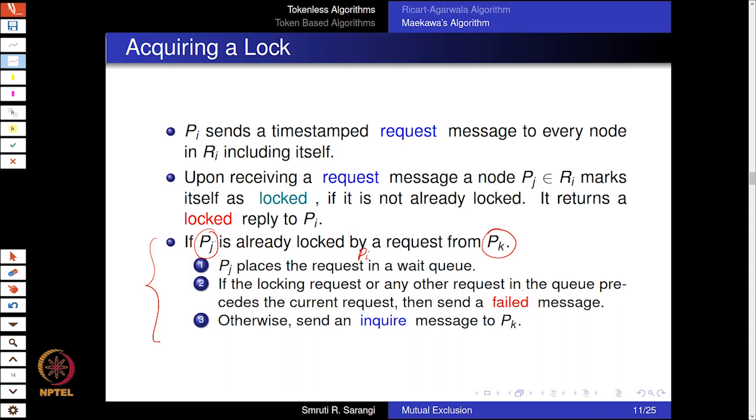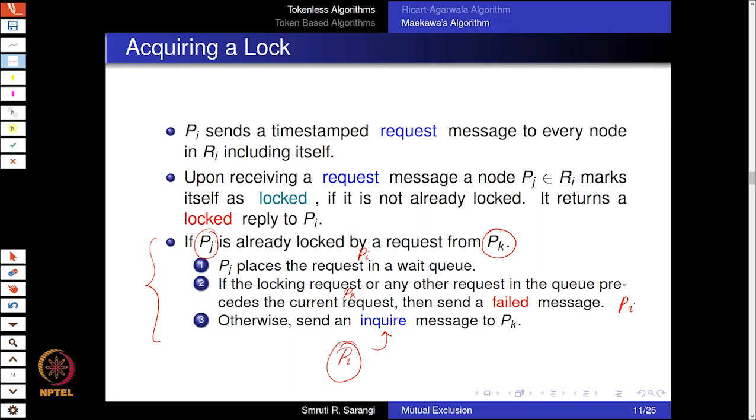If the locking request or any other request in the queue precedes the current request, then send a failed message. In this case the locking request is from pk. So if this request or any other request in the queue precedes the current request, in the sense it has a lower timestamp, then we send a failed message to pi. So pj basically tells pi that, look, I have other messages in my queue which have a lower timestamp than you, so I'm sorry, I cannot lock, and I'm sending a failed message. Otherwise, if pi is coming with the least timestamp, then the message from pi should get a higher priority. As a result, an inquire message is sent to pk to find out what is happening.